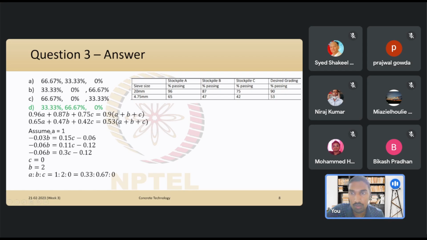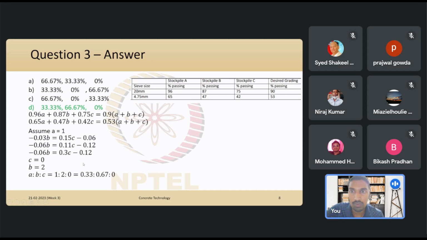So we assume one of the three proportions to be 1. We'll assume A is equal to 1, and then we simplify those two equations, and it reduces to two equations in two unknowns. Then we solve that, and we arrive at the values of C and B, right? Once we have that, we know all three values, A is to B is to C, which is 1 is to 2 is to 0. Normalizing that, we get 0.33 is to 0.61 is to 0.